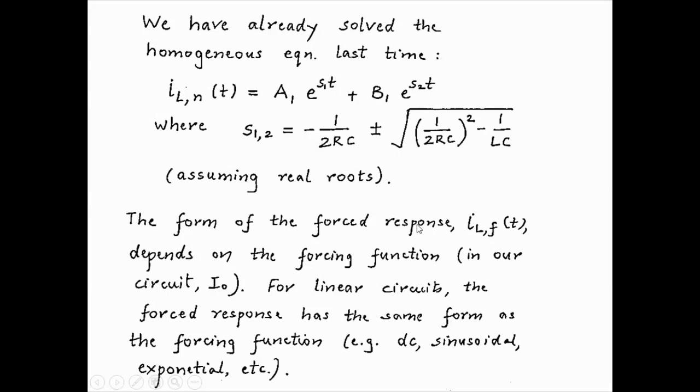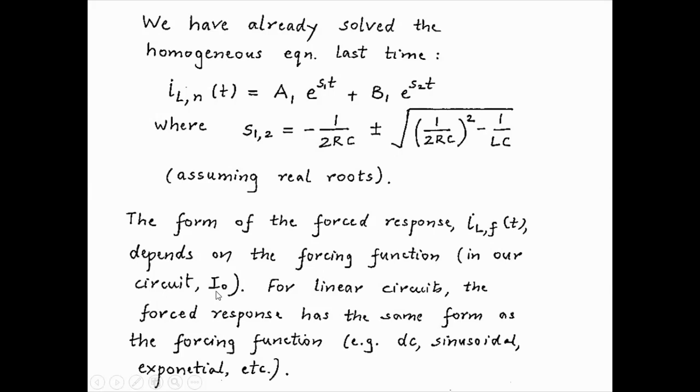Now let's think about the forced response, the ILF of t. It turns out that for linear systems, and therefore linear circuits, the form of the forced response, the form of ILF of t, will be the same as the form of the forcing function. The forcing function is the source, the independent source we've applied. So in our case, I0 is called the forcing function. So the form of the forced response will be the same as the form of I0.